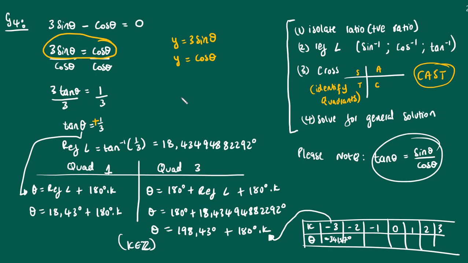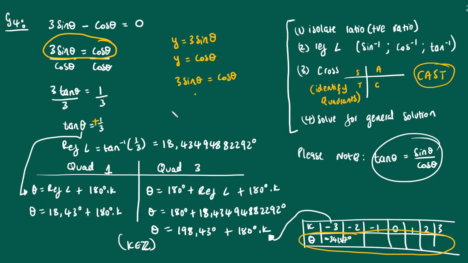Remember, in functions, if you want to find the point of intersection, you equate the two graphs, right? You'd say 3 sine theta is equal to cos theta. In a similar way, say 3 sine theta is equal to cos theta. Then you solve for theta. So the theta is the one that you would get here. There will be so many of them. Why would it be so many of them?